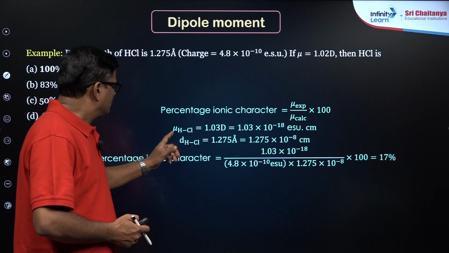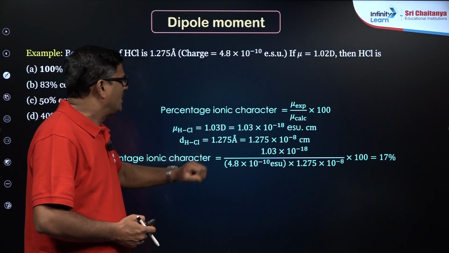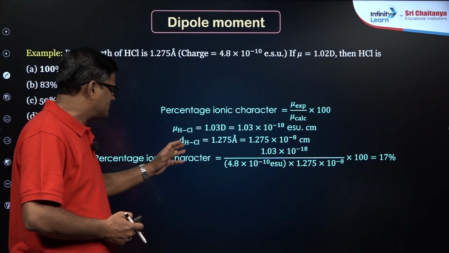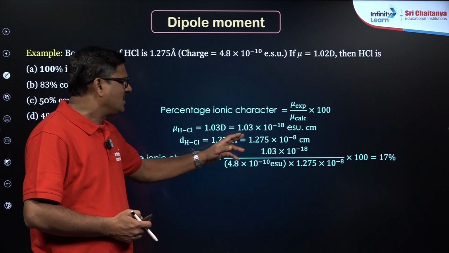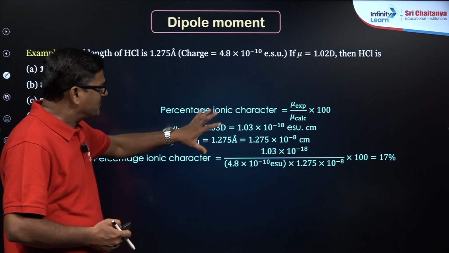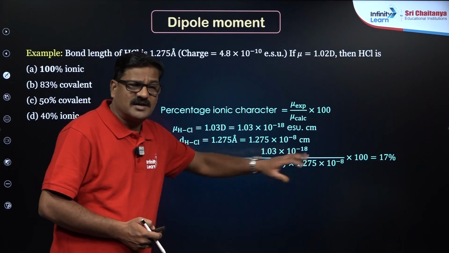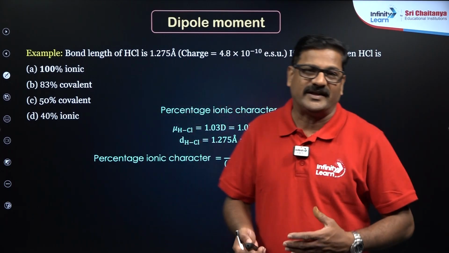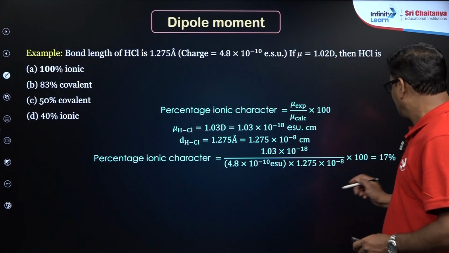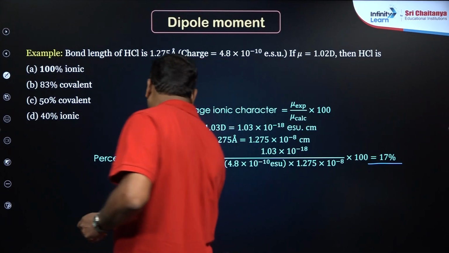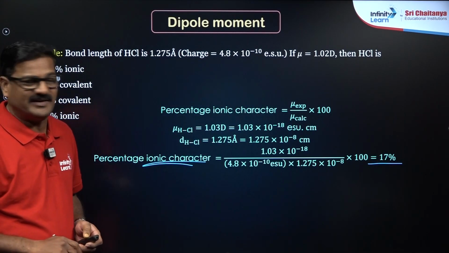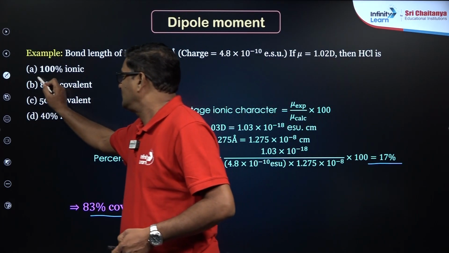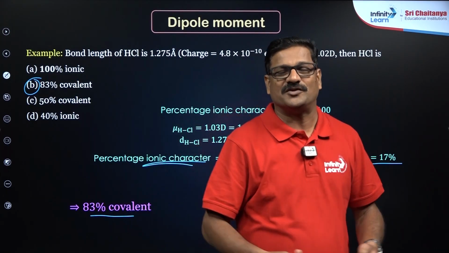In that, it is 1.03 into 10 power minus 18 esu centimeter, and the bond distance is going to be 1.275 into 10 power minus 8 centimeter. If we just substitute here, we are going to get 17% ionic character. But when you check this, none of the options indicates the percentage of ionic character. Rather, if it is 17% ionic character, it is going to be 100 minus 17, that is 83% covalent character. So 83% is going to be the answer.